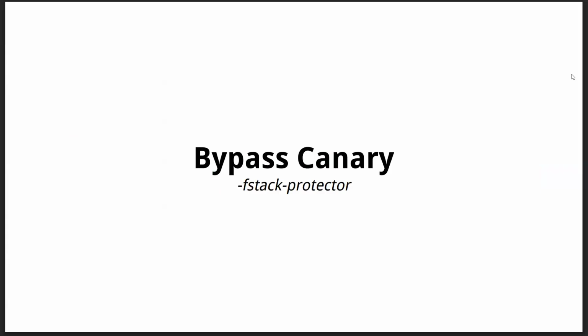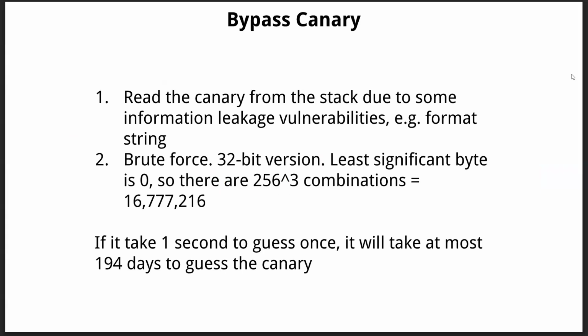How do we bypass this? Okay, this is a fun part. How do we bypass this? First of all, you can bypass this if you can find a bug for an arbitrary memory read. There is a bug that allows you to read anywhere in the address space. Then you will be able to find the canary value, right? The canary value will not be changed during the lifetime of that process. Or you can just brute force.